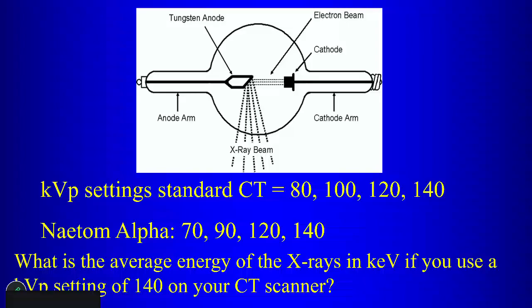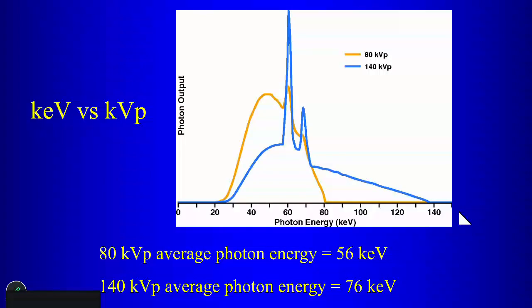So when you set your protocols, you have to decide what kV setting you're going to use for that particular scanner. An estimate of the average energy, though, within the X-ray beam, right? So if I have a kVp setting of 140, what's the average energy? It's about half of that, right? So it's about 70.